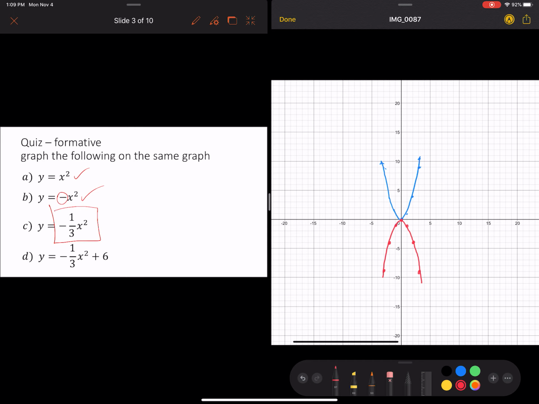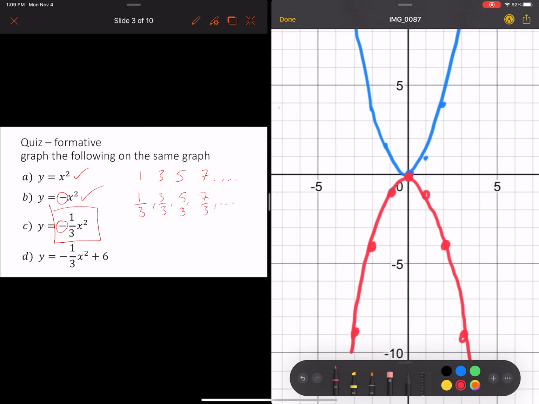Now we have the 1/3. What does that do? Well, that changes our step pattern. Remember, before it was 1, 3, 5 for our base case, 1, 3, 5, 7, etc., always increasing by 2. But now you multiply our step by 1/3, which is 1/3, 3/3, 5/3, and 7/3, etc. Let's see how that works. Let's do that in orange. And by the way, it is also opening downwards, so it's flipped upside down.